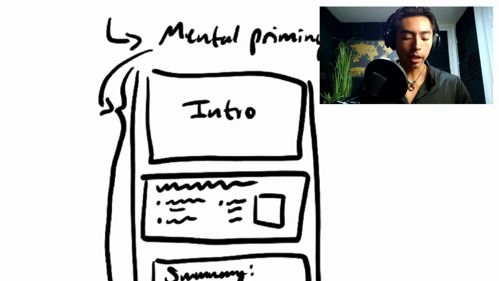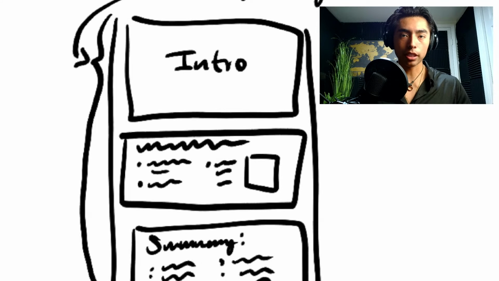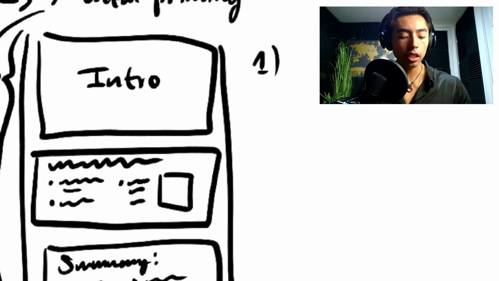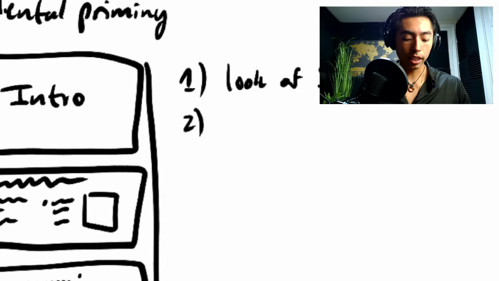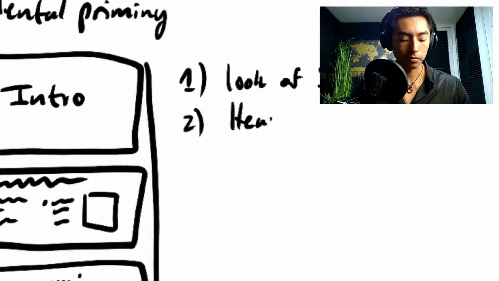So mental priming, you're basically just going to go through the slides. For round 1, you just want to look at the look of the slides. The second time you go through, you're going to pick out all of the headers. And then on the third time around, you're going to look at all of the bolded words.